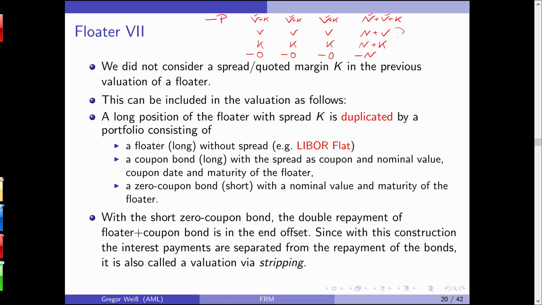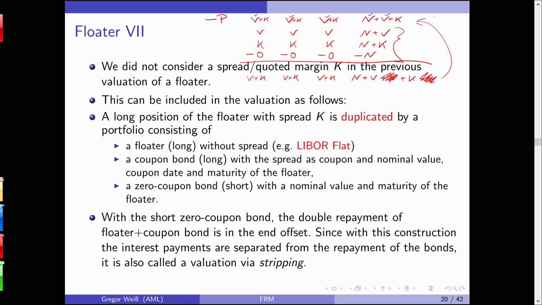And if you now combine these three, the sum will be V plus K, V plus K, V plus K, N plus V plus N plus K minus N. And then this will be gone and this will be 0. And you see, you get the floater with a variable interest rate and an additional fixed credit spread on top. And this is how you duplicate, for example, a more complex financial instrument from just the set of basic linear assets.